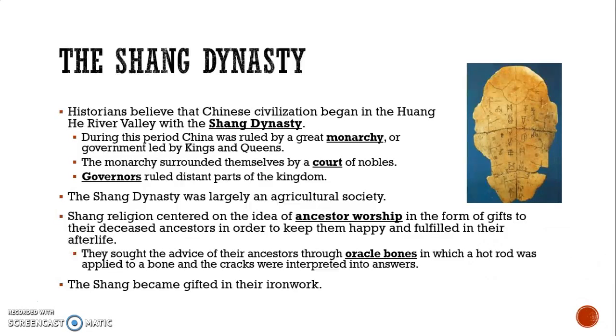The Shang Dynasty was largely an agricultural society, and their religion focused on ancestor worship, in which they offered gifts to their deceased ancestors in order to keep them happy and fulfilled in their afterlife. Think like the movie Mulan. They sought the advice of their ancestors by using oracle bones, in which they pressed a hot rod onto a bone or a turtle shell, like seen on the right, and interpreted the answers. The Shang became really gifted in their ironwork.